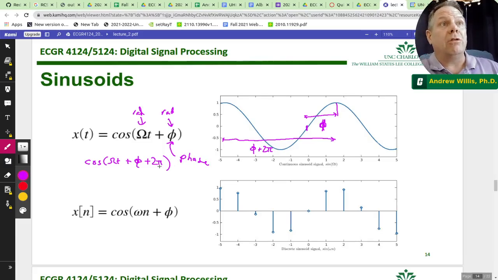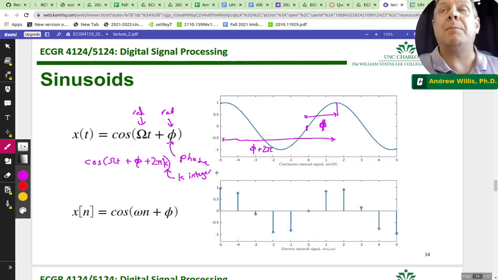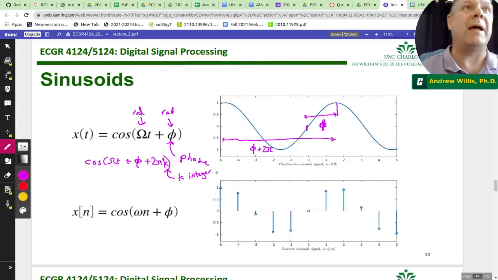And so it also doesn't matter how many times you add 2 pi. So if k is an integer, you can add 2 pi, 4 pi, 6 pi, 8 pi, 10 pi, minus 10 pi, minus 12 pi, any multiple of 2 pi, positive or negative, and it does not change the value.